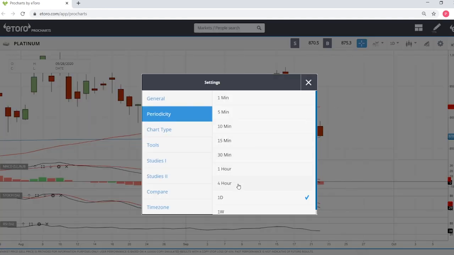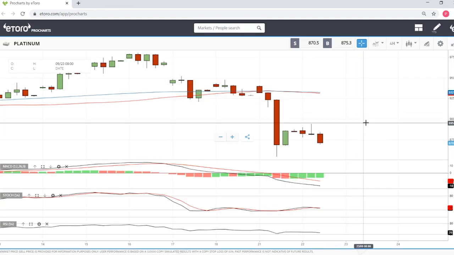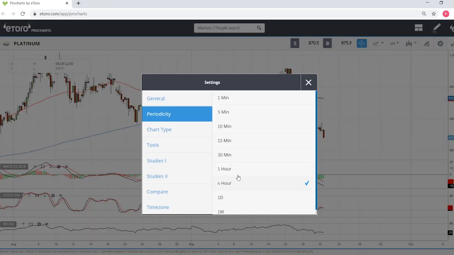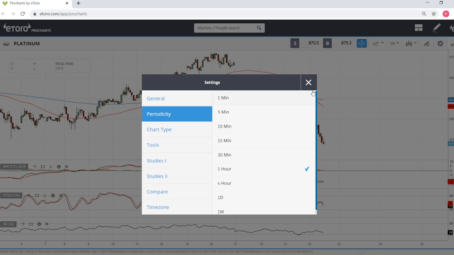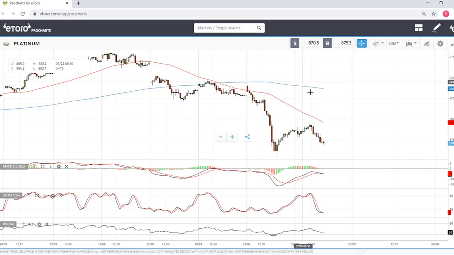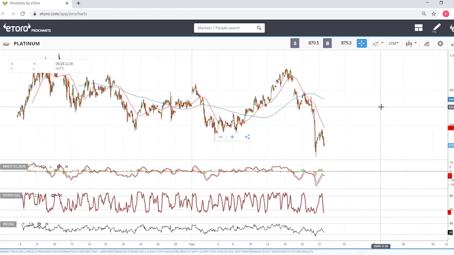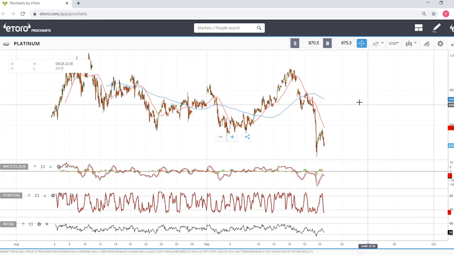If you look at the 4-hour chart, it is still quite negative. Look at the 1-hour chart, that is also fairly negative. And the 30-minute chart is looking more positive. We see that we are about to cross. The stochastic is about to cross here, indicating that we'll go probably higher from here. But this is all due to the world economy basically slowing down and these metals and the US dollar appreciating.